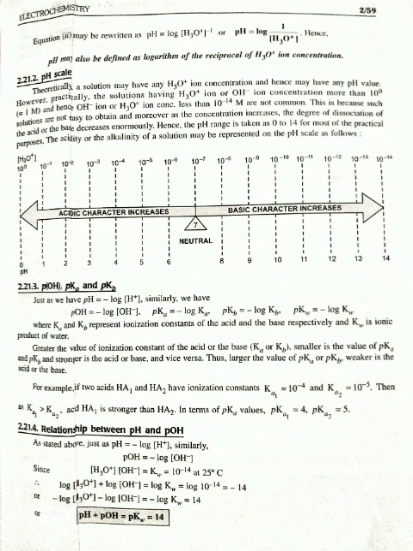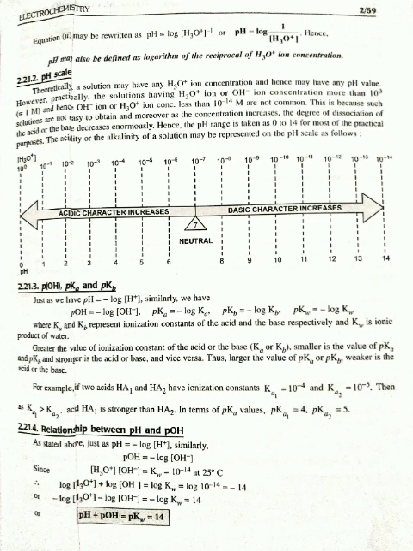This is because such solutions are not easy to obtain, and moreover, as the concentration increases, the degree of ionization of the acid or the base decreases enormously. Hence, the pH range is taken as 0 to 14 for most practical purposes. The acidity or alkalinity of a solution may be represented on the pH scale as follows. Next, heading 2.21.3, pOH, pKa and pKb. Just as we have pH equal to -log H+, similarly we have pOH equal to -log OH-, pKa equal to -log Ka, pKb equal to -log Kb, and pKw equal to -log Kw, where Ka and Kb represent the ionization constants of the acid and the base respectively, and Kw is the ionic product of water. The greater the value of the ionization constant of the acid or the base, the smaller is the value of pKa and pKb, and the stronger is the acid or base, and vice versa.